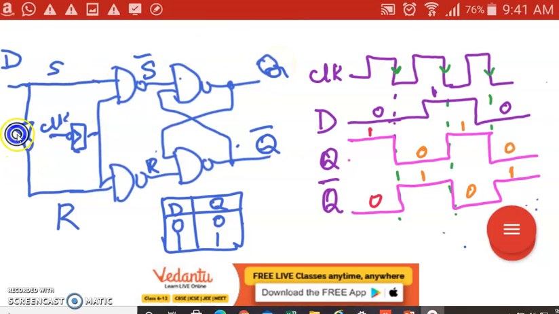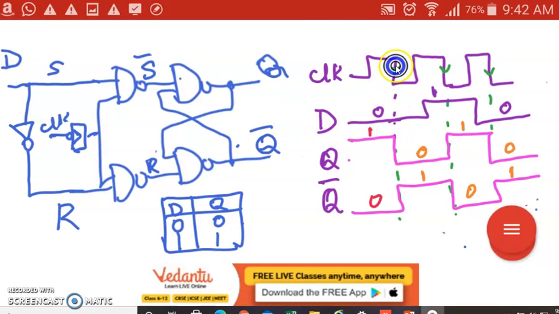Now with the application of the negative edge of the clock, the flip-flop will operate only across the negative edge of the clock. So when there is no clock, the output retains the previous state. So now I'll consider my D as 0.